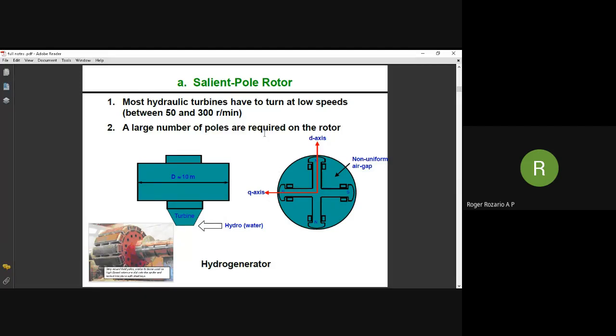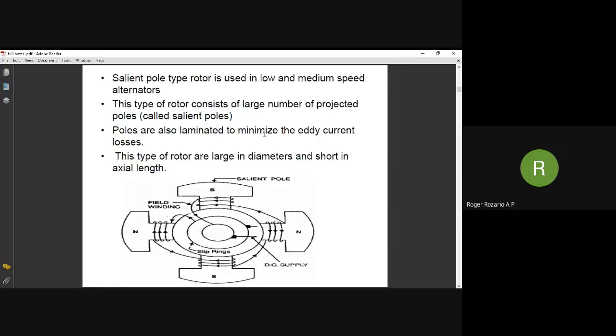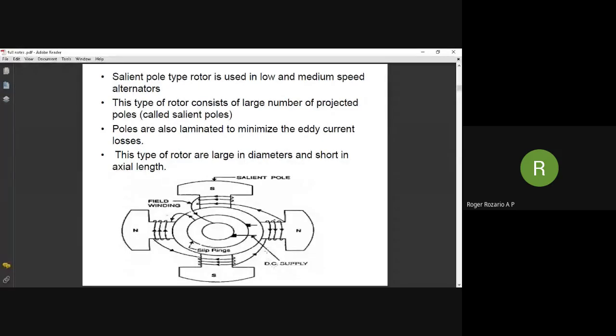So this is about the salient pole rotor. We have already discussed it in the last class. Look at this diagram. The rotor will be given a DC supply. These are the windings of the rotor. There are 4 poles: North Pole, South Pole, North Pole, South Pole. The windings are supplied with DC supply. The rotor will be given DC excitation. That is what is shown here.